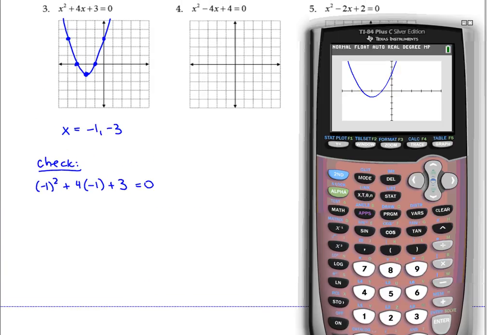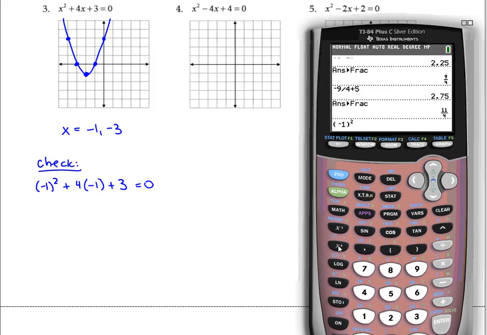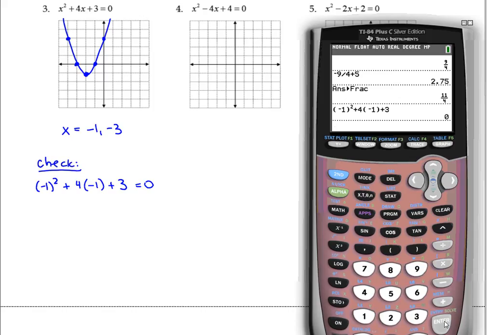Plug that in. Negative 1 squared plus 4 times negative 1 plus 3. Does that equal 0? Yep. So that's one of the solutions. That would make that equation 0. Negative 3. When I square it, plus 4 times negative 3 plus 3, does that equal 0? Yeah, 9 minus 12 plus 3. 12 minus 12 is 0.